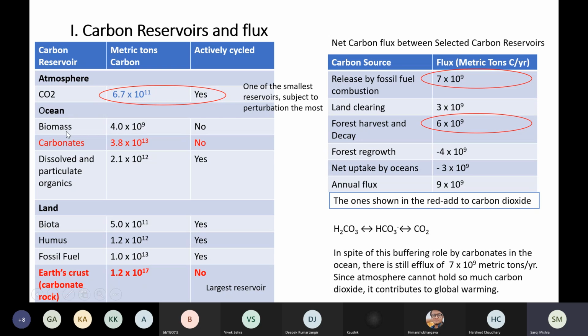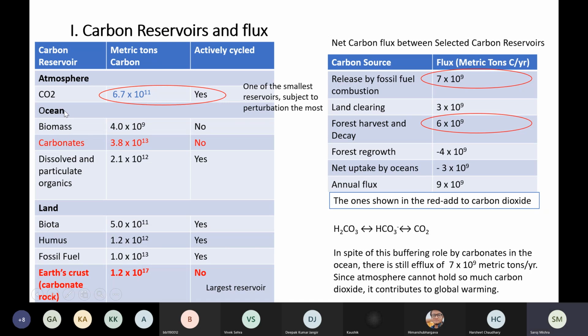So all the animals and the plant material or whatever you have, that is the biomass. And about 4 times 10 to the 9 metric tons of carbon is trapped there. Is it actively recycled? The answer is no. Okay, because even the dead organic matter underwater can stay there for a very long time before it gets converted into something like a fossil fuel, which is the dead animal matter, etc. Then it takes years and years for that to form. So it is not something which is easily available.